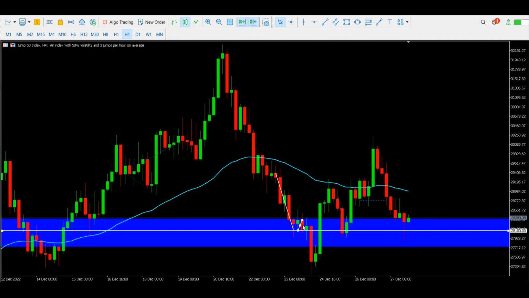A not so perfect inverse head and shoulder pattern was printed on the hourly time frame. This being the left shoulder. Then we had ourselves the head. That led us to the breaking of market structure. And then the retests of market structure forming the potential right shoulder.